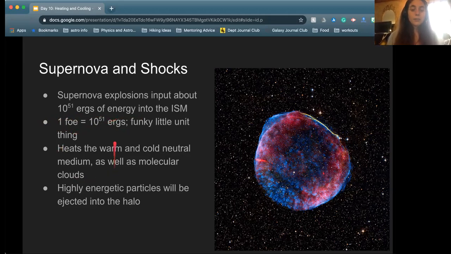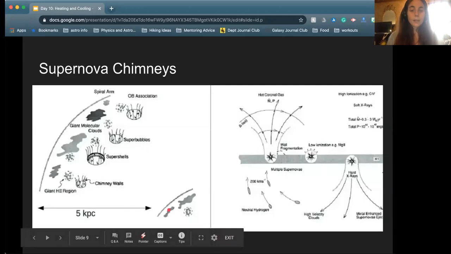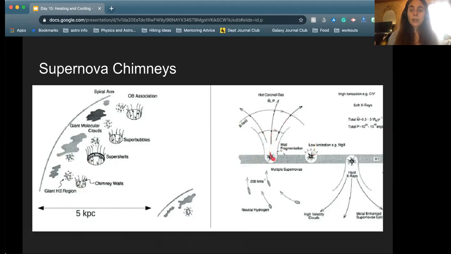So these supernova and their shocks will heat the warm and cold neutral medium as well as molecular clouds for the most part. And they will also blast highly energetic particles into the halo. To show this in another way, supernova will cause something called supernova chimneys that will clear the area around them of gas and dust and blast highly energetic particles into the halo, which you can see here as well. And then the shocks from that explosion will travel through the ISM, heating it up.